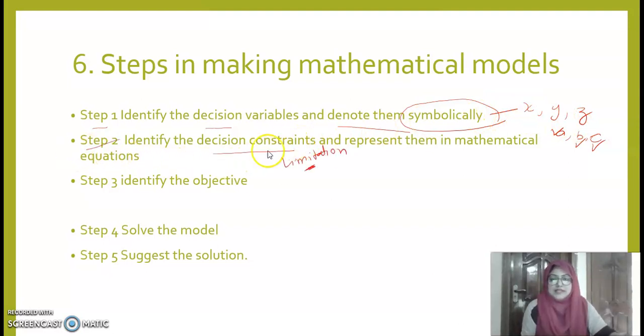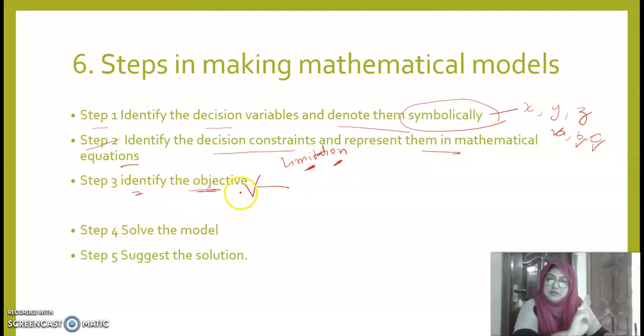Step number two, finding out the decision constraints that are available to you from the firm regarding the market, regarding their raw material, regarding anything that they are facing as a limitation, might be time, might be funds. So you have to represent them in mathematical equations. You have to represent them in a mathematical order.